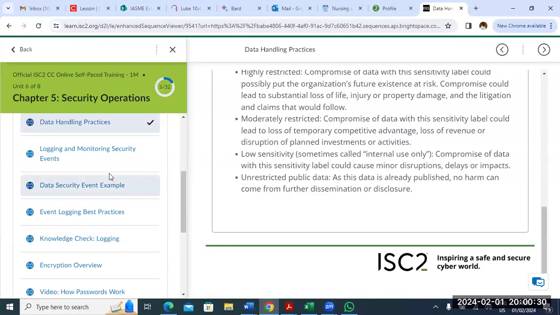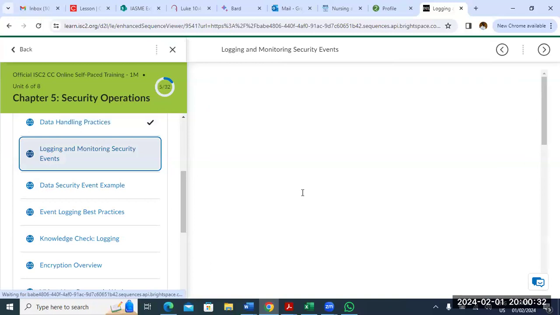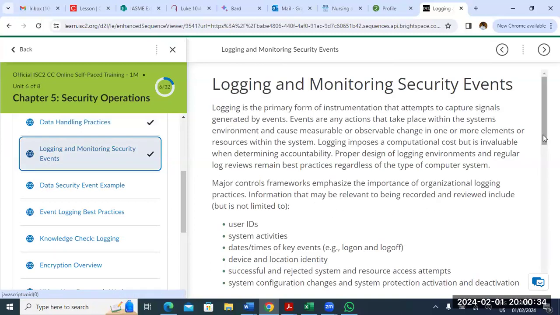Which other one do you have here? I think the next one is logging and monitoring security events. Logging is the primary form of instrumentation that attempts to capture signals generated by events. Let me use an ATM transaction as an example. We also have logs on the ATM. When you do a transaction on an ATM, there is a log generated on the journals. There's something we call a journal. It could be a paper journal, it could be an electronic journal.